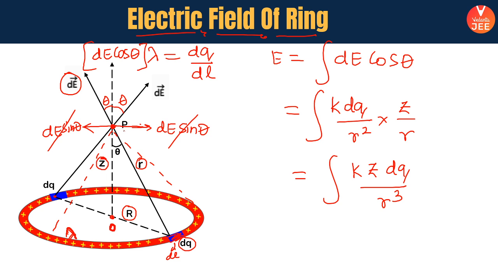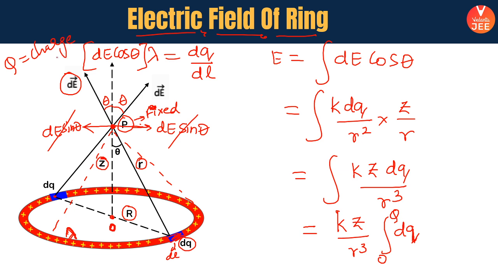Because this point P is fixed, it does not move again and again. Because of that, theta is fixed, z is fixed, r is fixed, capital R is fixed. What is changing is just the size of the element. That means when you integrate, you will take k z by r cube outside, and you will be left with only dq inside, and the integral of dq will go from 0 to capital Q, where capital Q is the total charge of the ring.